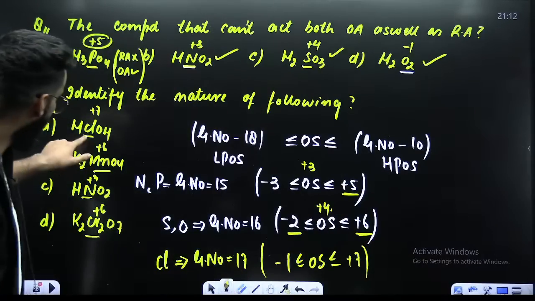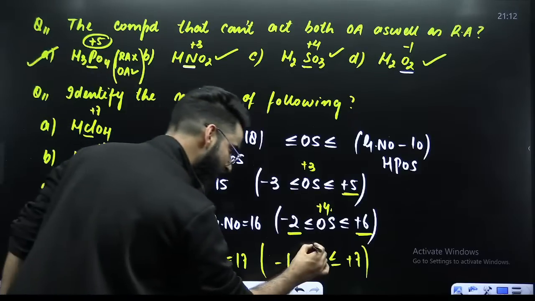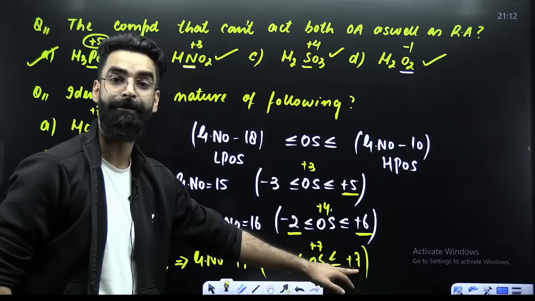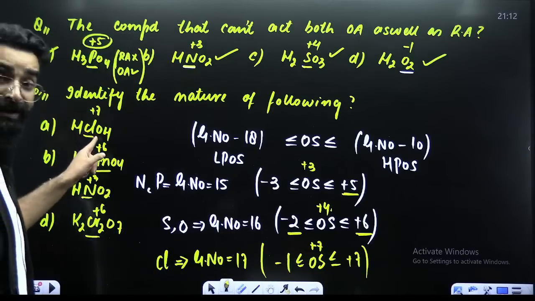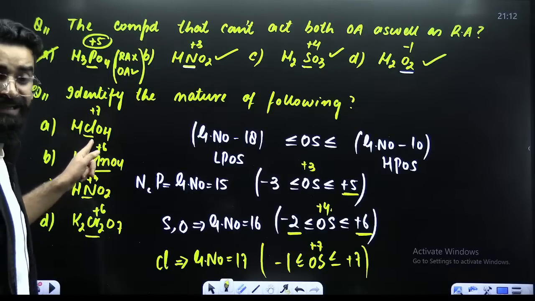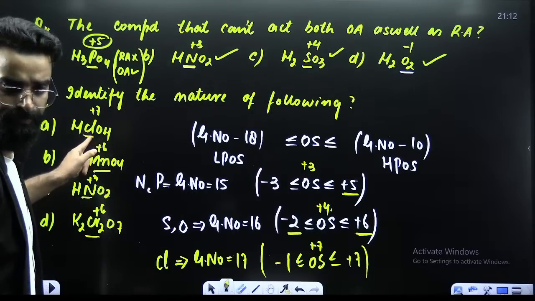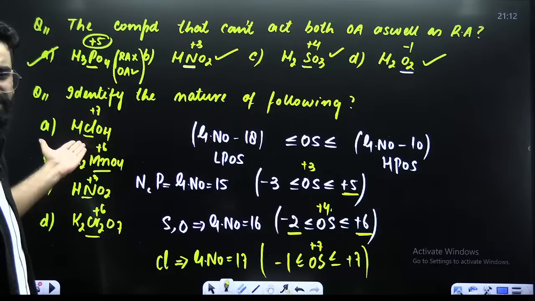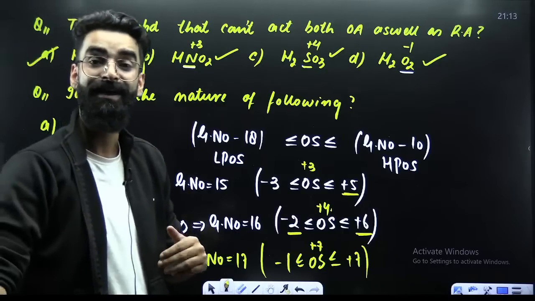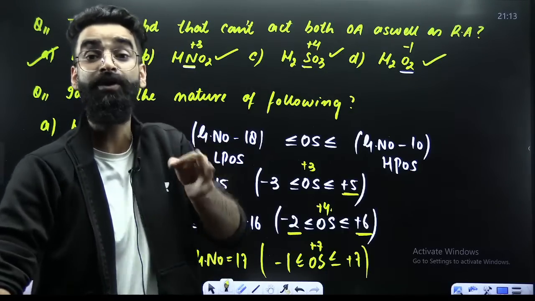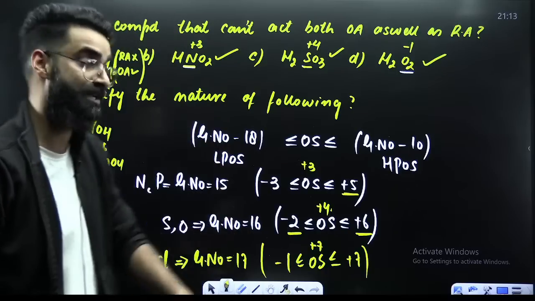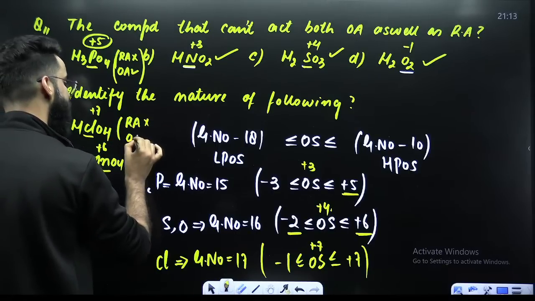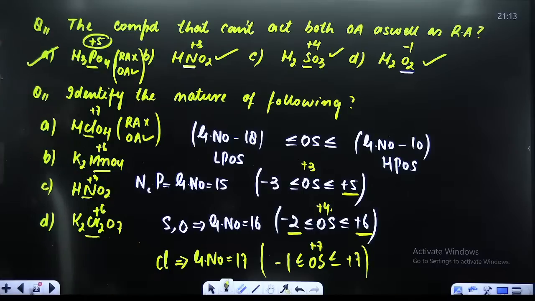Now understand. What is the oxidation state of chlorine here? It's +7. But +7 is already the maximum oxidation state of chlorine. So chlorine here is already present in its maximum oxidation state. It cannot further increase its oxidation state. If it cannot further increase its oxidation state, it cannot undergo oxidation. If it cannot undergo oxidation, it cannot behave like the reducing agent. That means it will behave like the oxidizing agent.